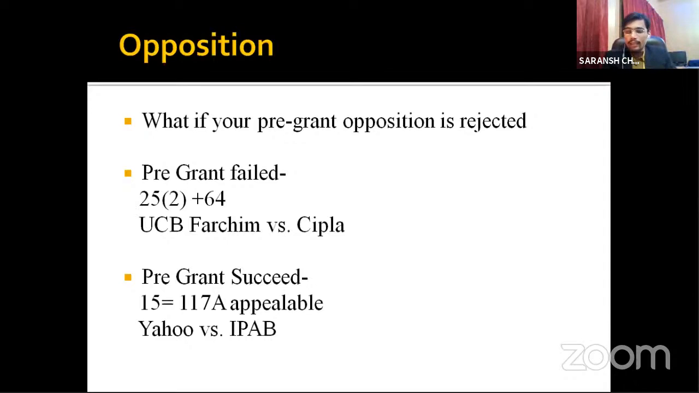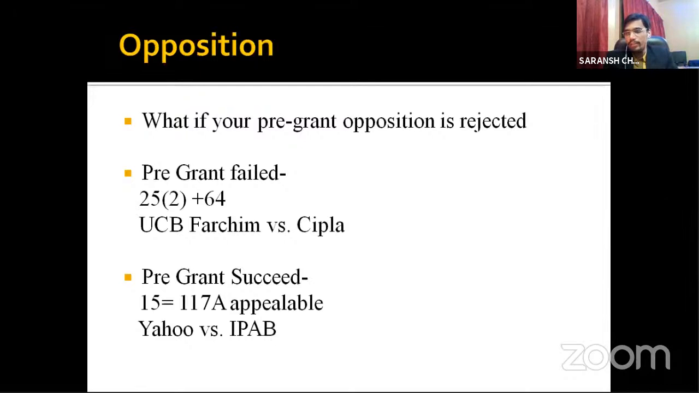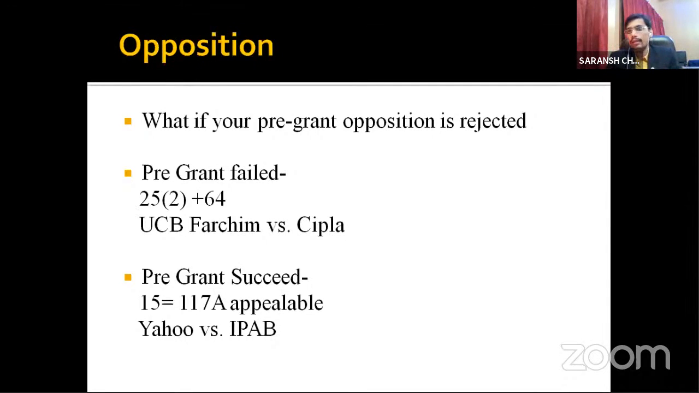It has to be made very clear in the Yahoo versus IPAB case that when the pre-grant opposition has succeeded and the controller gives a decision not in favor of the patent applicant, the order of the controller is deemed to be under section 15 of the Patents Act, which specifically deals with the order of the controller. So this order, that your pre-grant opposition is good and your patent application is rejected through pre-grant, not post-grant, is deemed to be under section 15, and under section 117A of the Patents Act, I know it is very confusing, I will repeat it. Section 117A gives you a right to appeal to the IPAB, the Intellectual Property Appellate Board.